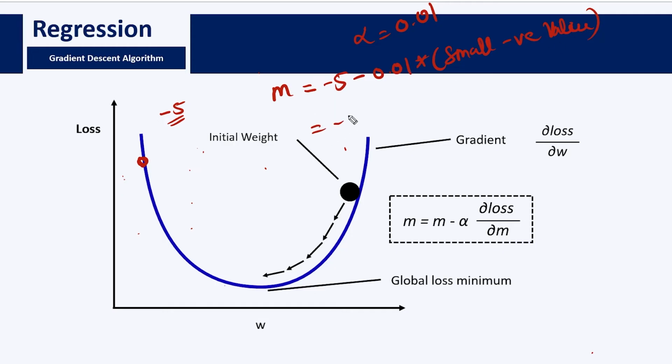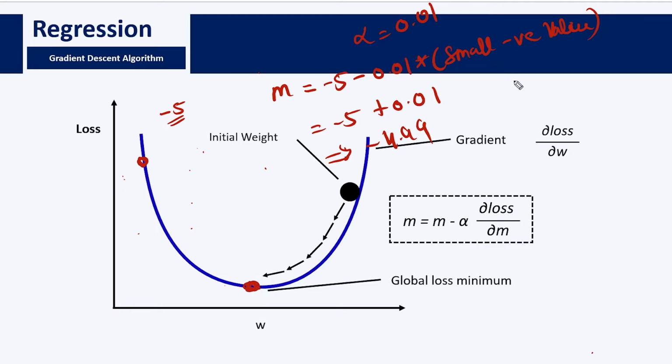So it is like -5 minus minus plus 0.01. So here I will get -4.99. So it is approaching to 0. This is my 0. So this is approaching to 0.